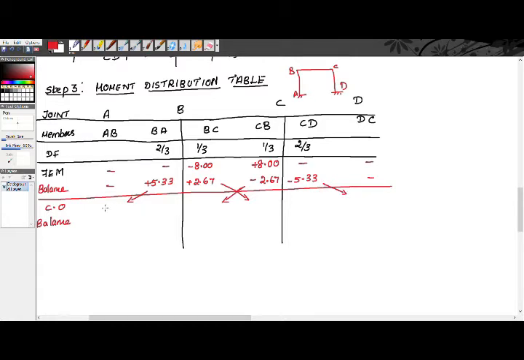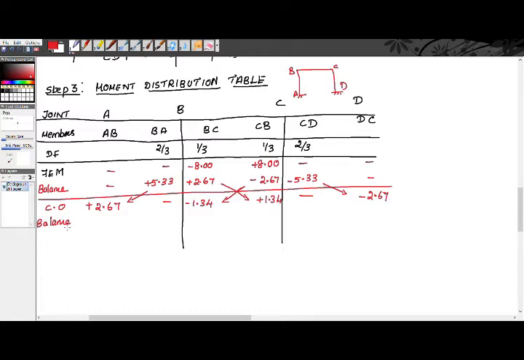So what we get is, for carryover, 5.33 divided by 2, we get plus 2.67. Now minus 2.67 divided by 2, we get minus 1.34. Plus 2.67 divided by 2, we get plus 1.34. Then minus 5.33 divided by 2, we get minus 2.67.